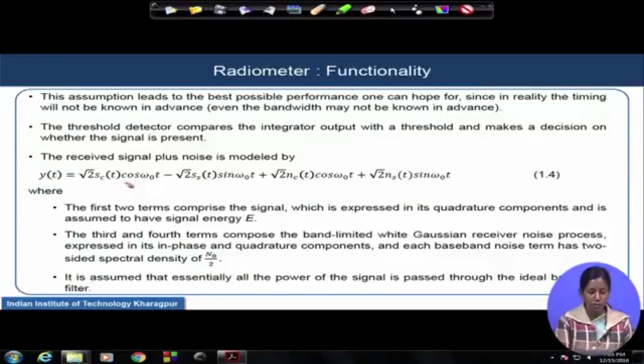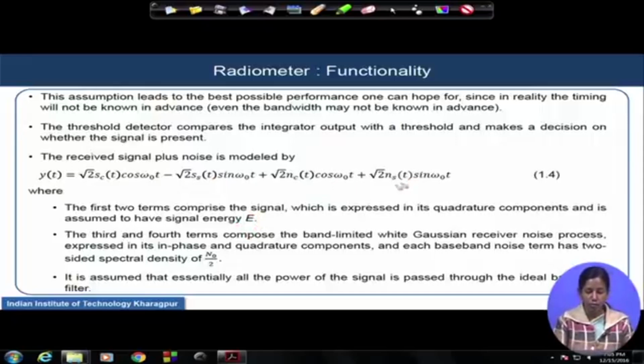If I see the first two components of the right hand side of equation 1.4, they talk about your signal, and remember that we consider they are the in-phase as well as the quadrature phase components of the signal, and they have equal signal energy of E.